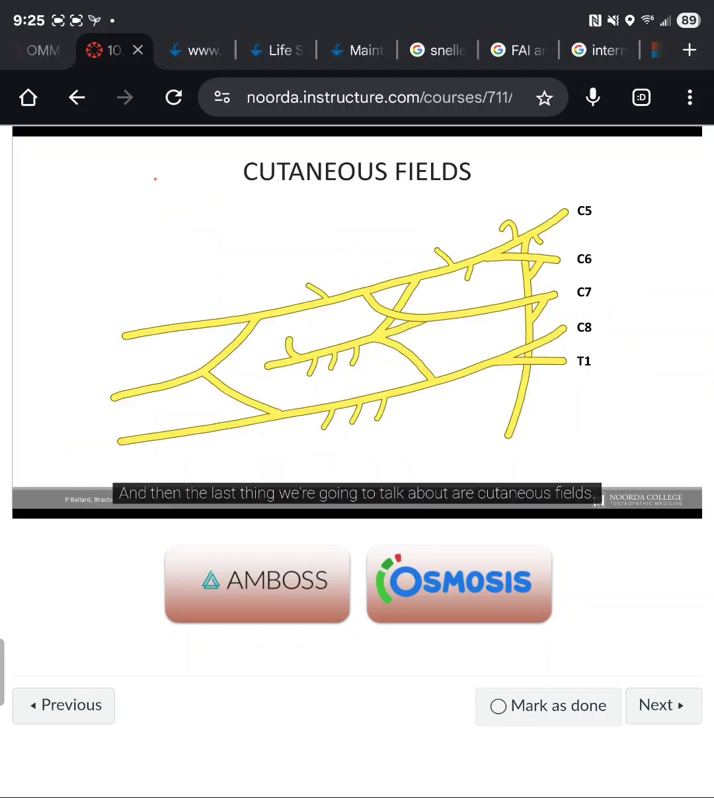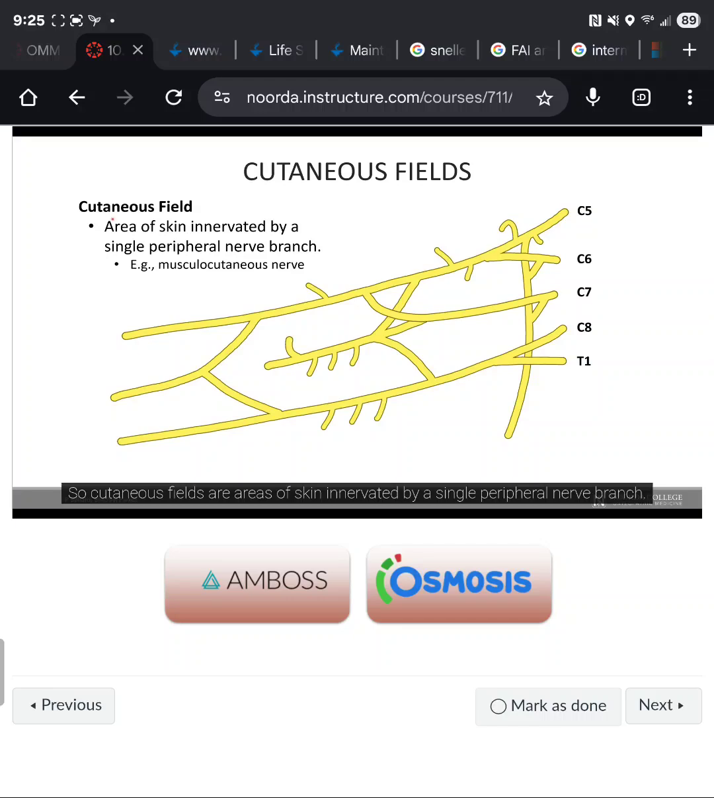And then the last thing we're going to talk about are cutaneous fields. So cutaneous fields are areas of skin innervated by a single peripheral nerve branch.